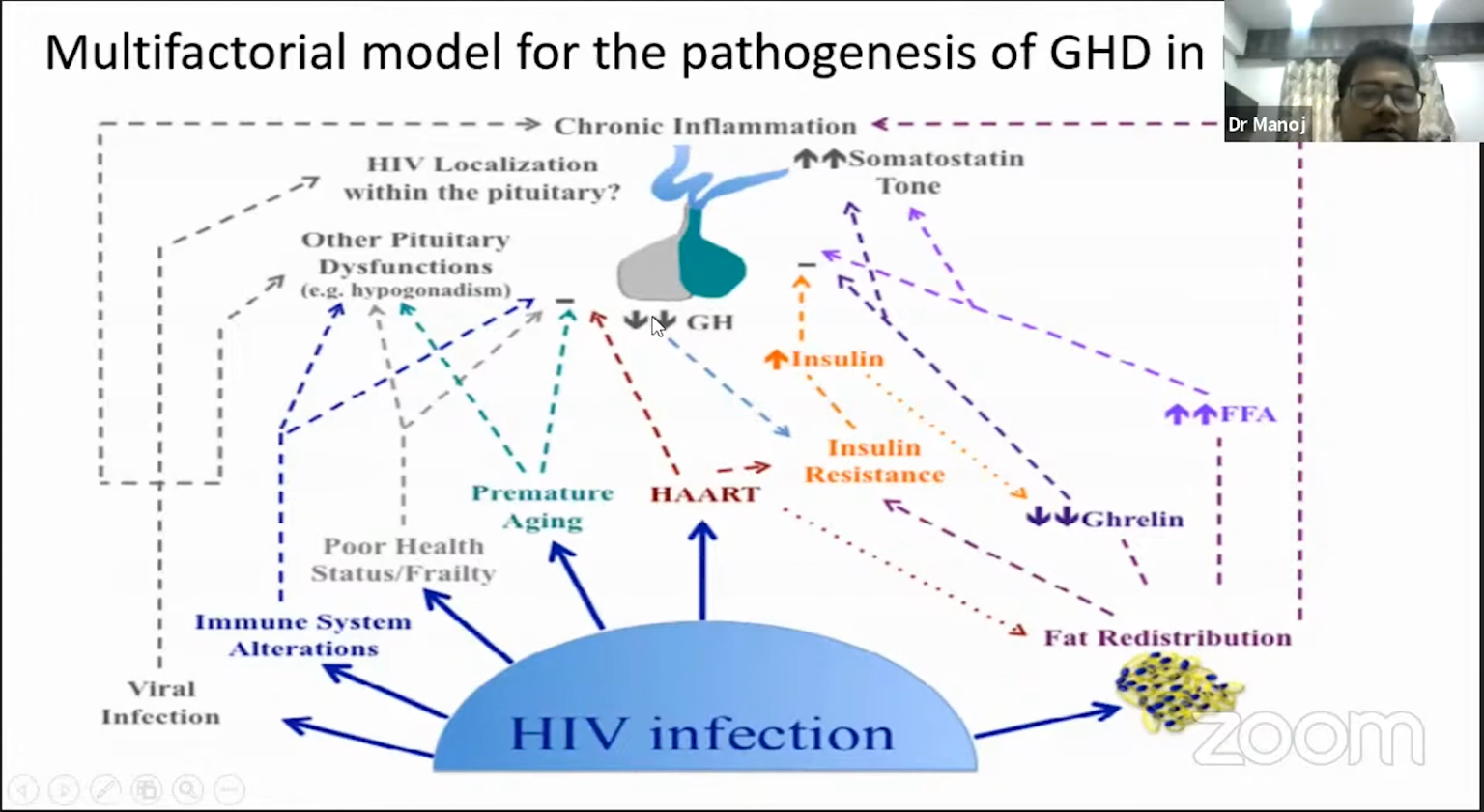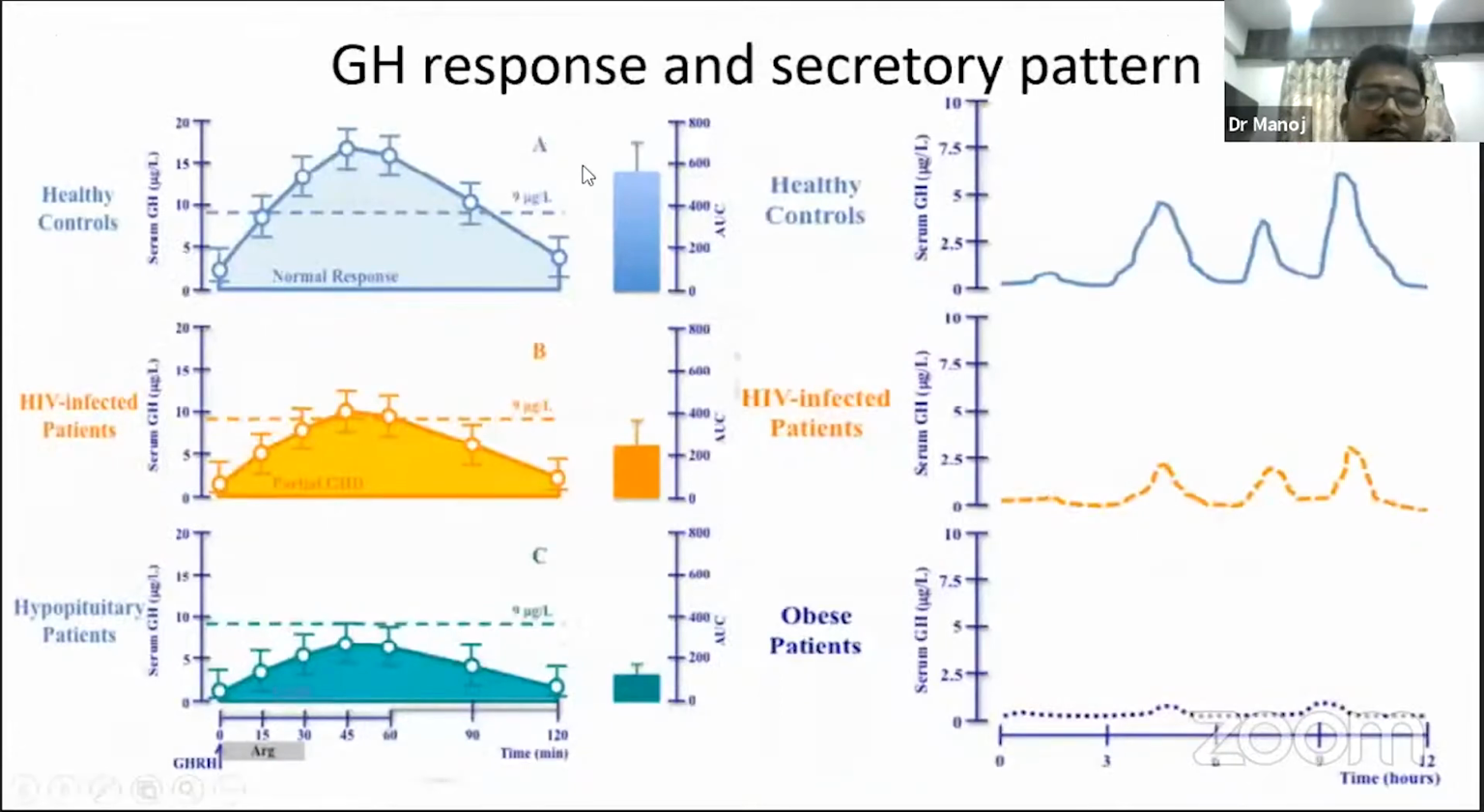growth hormone secretion. They have also evaluated the growth hormone response in HIV patients, comparing it with healthy controls and those patients with hypopituitarism, and they have found that in patients with HIV infection, growth hormone secretion is less than healthy controls, but it was somewhat better than those patients with hypopituitarism. They have also evaluated the growth hormone secretion in HIV infected patients compared with obese patients, and they have found some similarity and few differences.